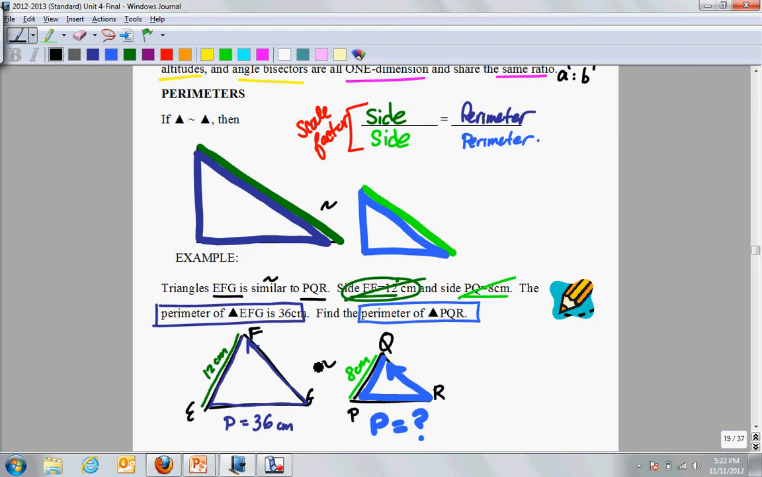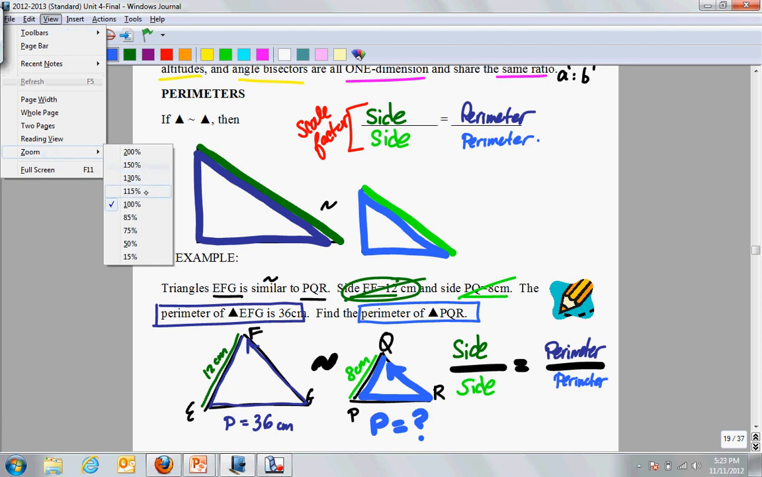Now, because they are similar, we can make a ratio. So we're going to set up a ratio here. And remember, our previous ratio said this: one side over the other side equals perimeter over perimeter. Side over side equals perimeter over perimeter.